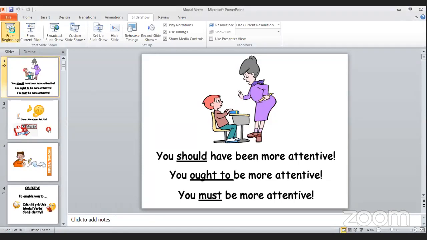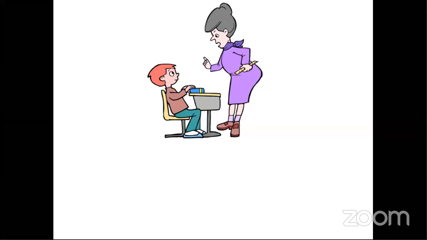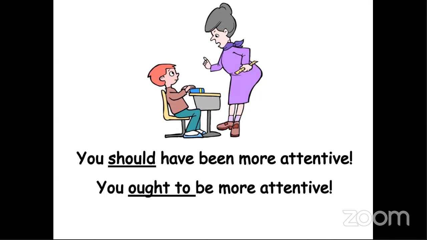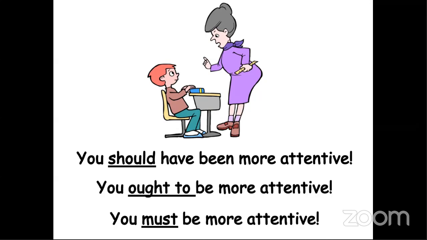Okay, here we go. Here is a teacher, and let's read what she has to tell the student. You should have been more attentive. You ought to be more attentive. You must be more attentive. We have 3 sentences here which the teacher is telling her student out of her concern for the student. But all the sentences seem to mean the same.